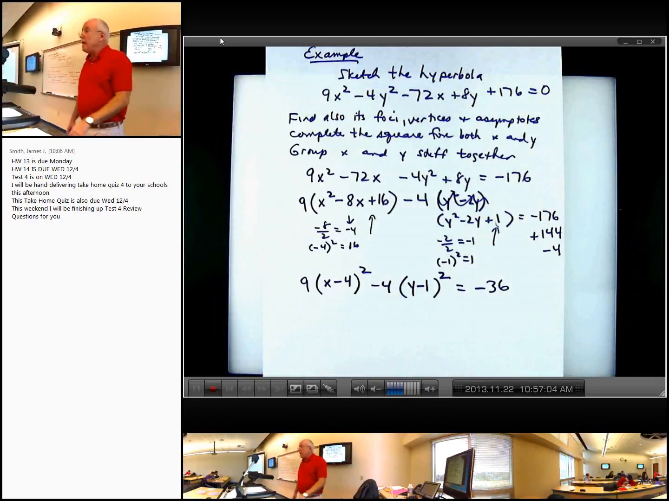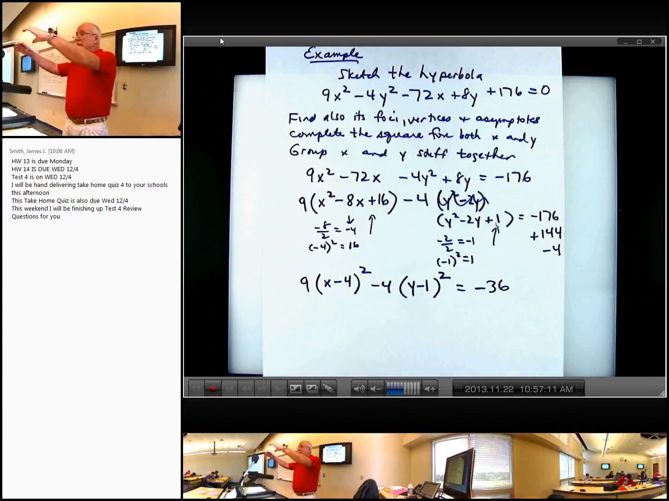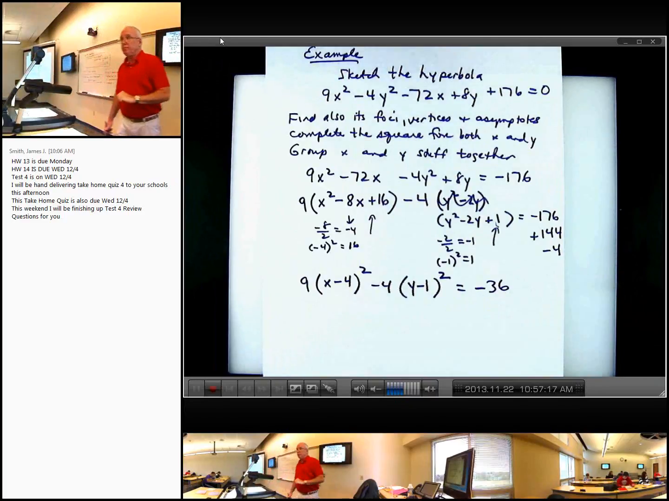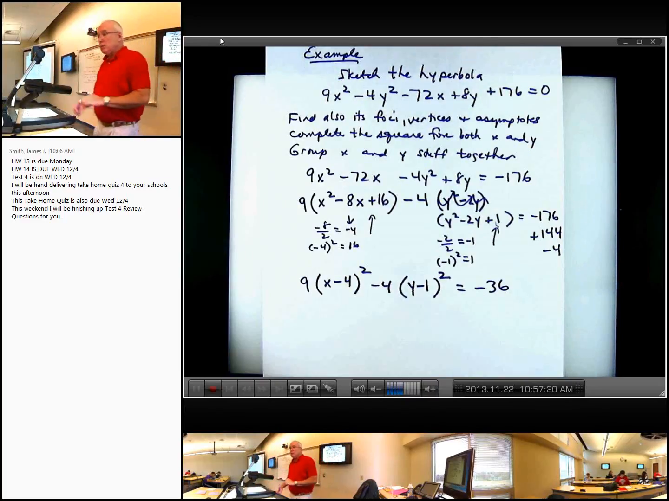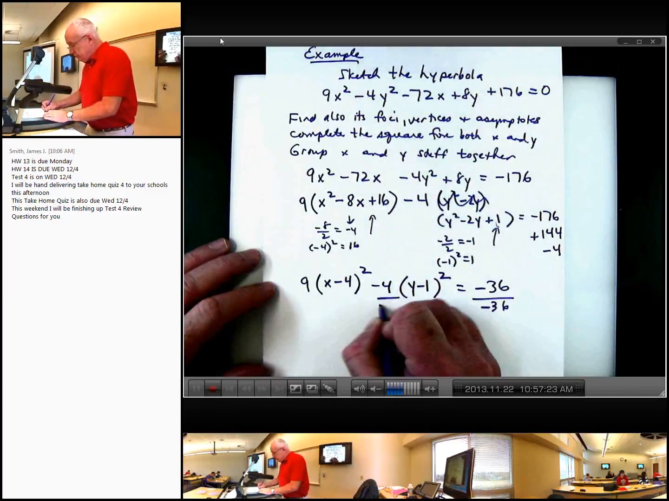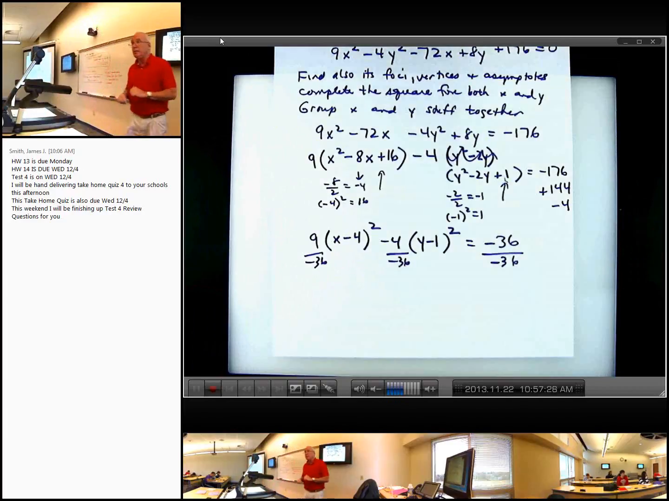Okay, my goal here is to get it in x squared something over something minus y squared something over something equals a 1. I want to have a 1 over here. So I have to divide everything by the -36. Okay? Not a positive, negative. I want a 1 over there.